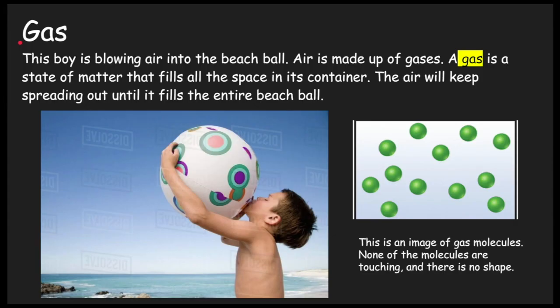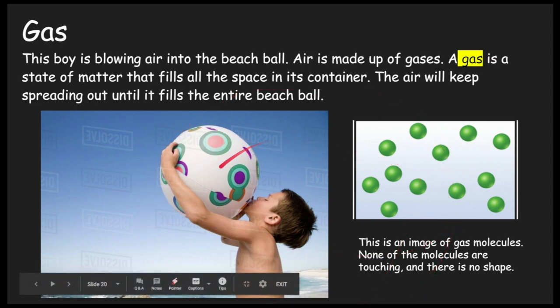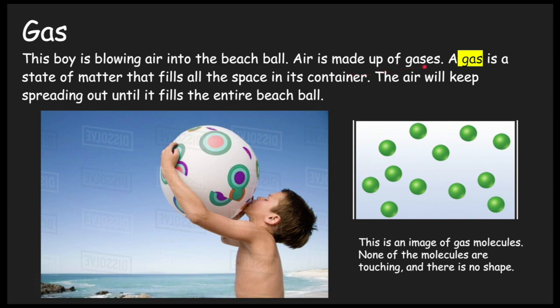The next state of matter is gas. So in this picture right here, this boy is blowing air into a beach ball. Air is made up of gases. A gas is a state of matter that fills up the space in a container. The air will keep spreading out until it fills the entire beach ball.